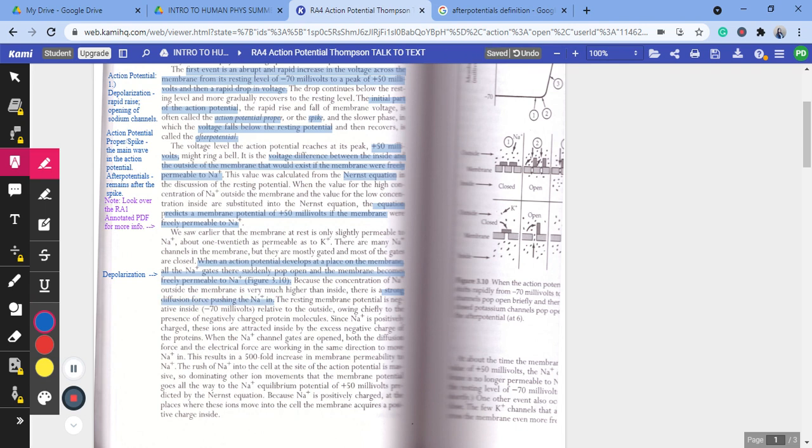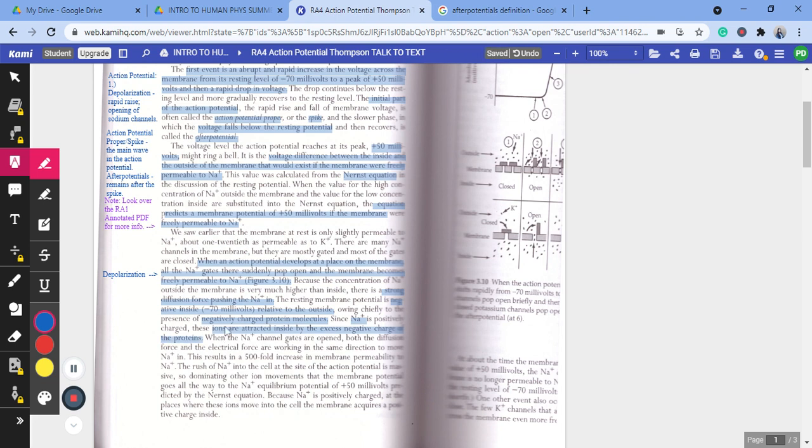The resting membrane potential is negative inside relative to the outside, negative 70 millivolts relative to the outside, owing chiefly to the presence of negatively charged protein molecules. Since sodium is positively charged, these ions are attracted inside by the excess negative charge of the proteins.